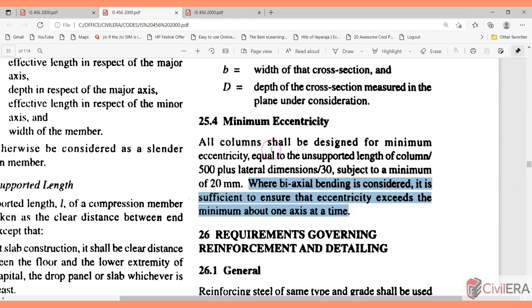Where biaxial bending is considered, it is sufficient to ensure that eccentricity exceeds the minimum about one axis at a time. So this is something which is very important to understand. All of you might be knowing about the first part, but I'm going to help you with the second part.